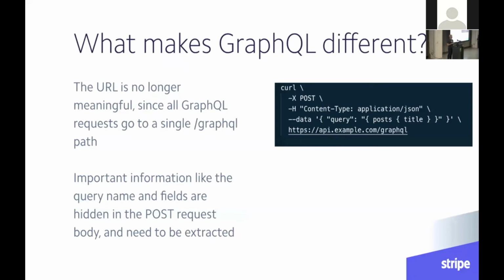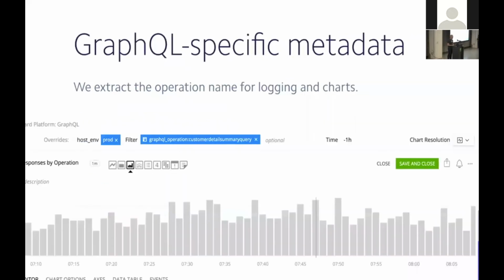And so it's not super easy to get at them with most of today's tooling. Thankfully, we have a really easy way at Stripe to add specific metadata to requests and responses for logging and analytics and all that kind of stuff. So we're able to extract the operation name from the query after it's parsed and make sure that ends up in the logs.